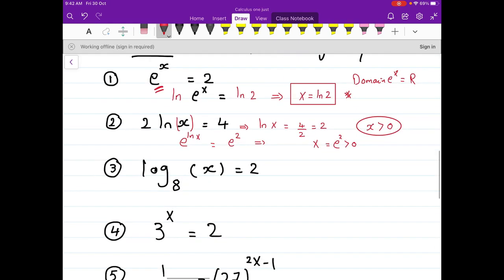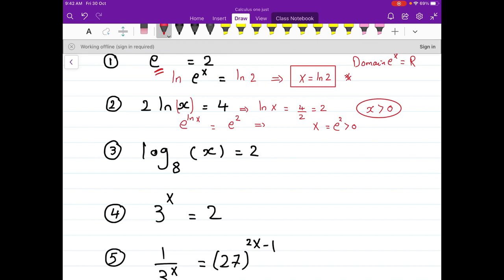Now, solve log x for the base 8 equals 2. This is equivalent to x equals 8 squared. And what is the condition of x? x is inside the log, that means x positive.